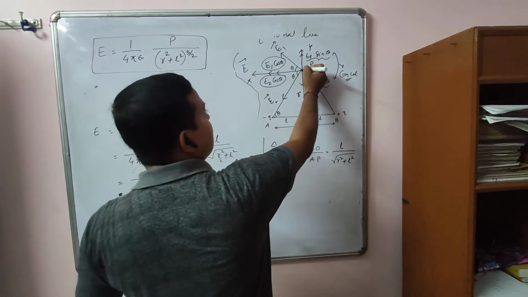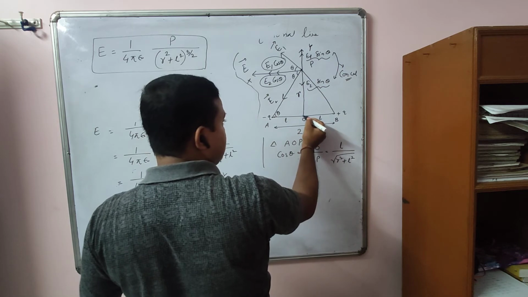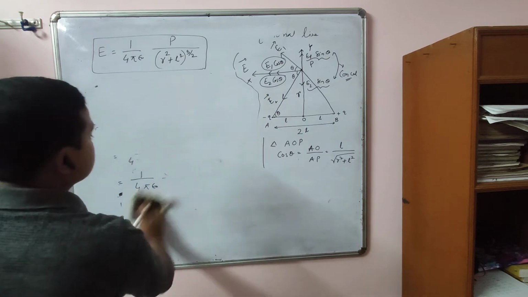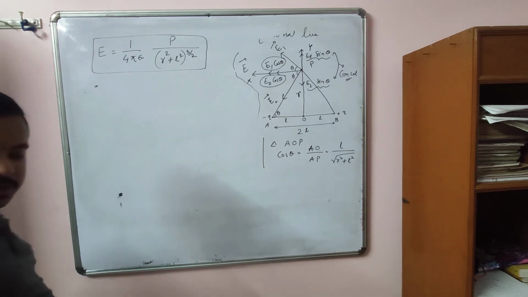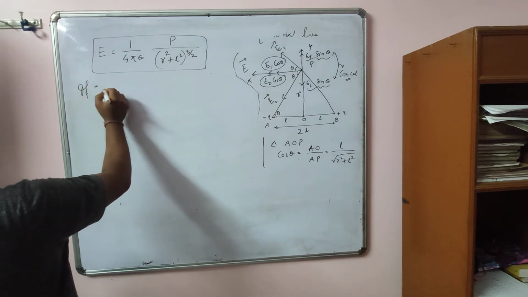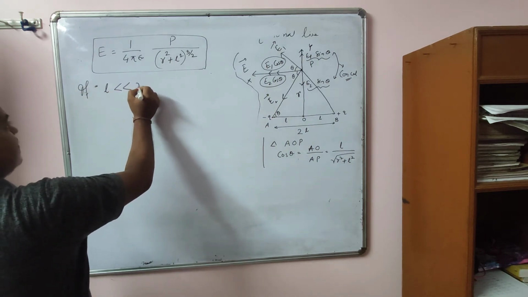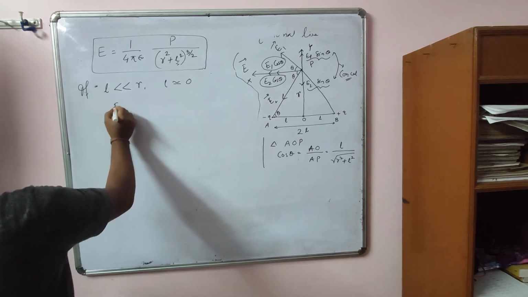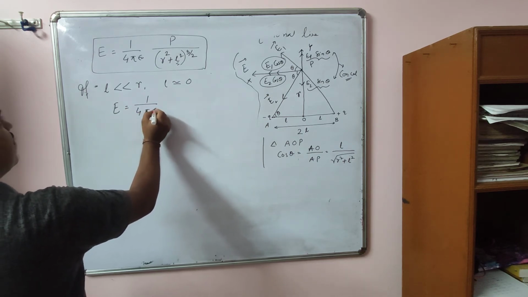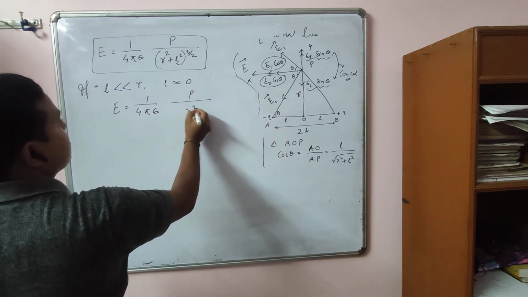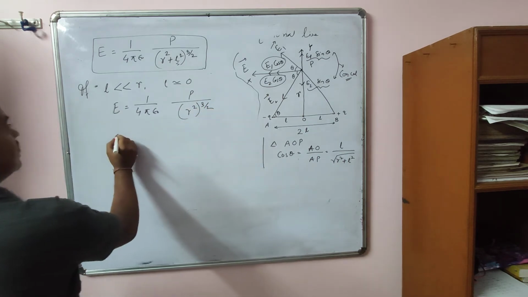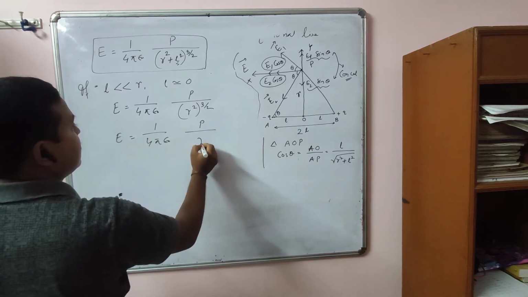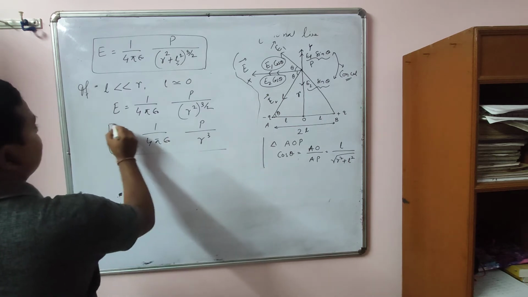What is equatorial line? It is the perpendicular drawn at the center of the dipole. So this is the expression. Here also you can make the assumption that if the dipole is very short, that is, l is very much less than r, then you can neglect l. If you neglect l, what remains? It is 1 by 4 pi epsilon, p by r square to the power 3 by 2. So E is equal to 1 by 4 pi epsilon, p by r cube. So this is the formula.